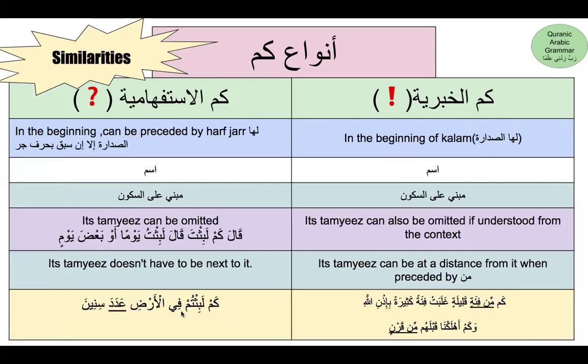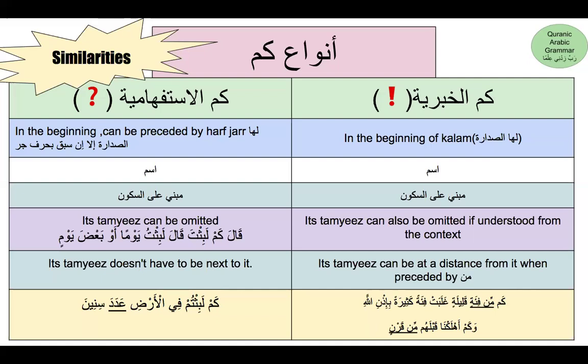When it comes to similarities between the two types of kam, kam al-khabariya and kam al-istifhamiya, they are both going to be found in the beginning of kalam. For them is sadaratul kalam. They are going to be always in the beginning of the sentence, unless kam al-istifhamiya is preceded by a harf. Otherwise, it's always going to be in the beginning. Both kam al-khabariya and kam al-istifhamiya are ism.